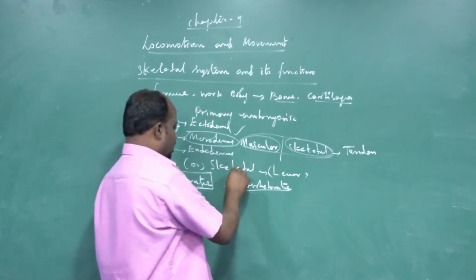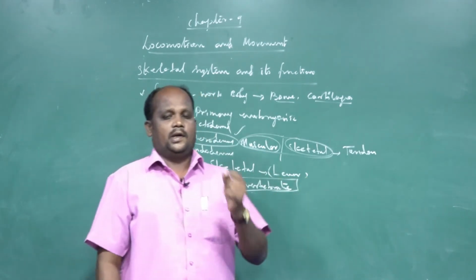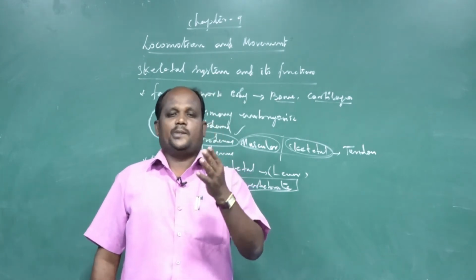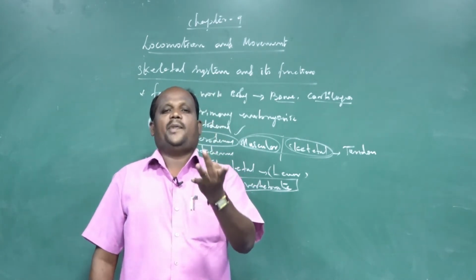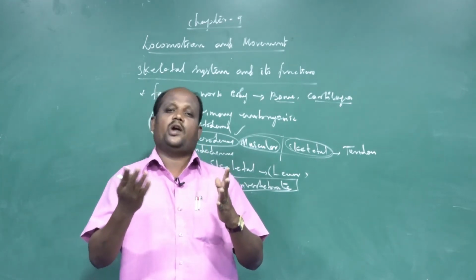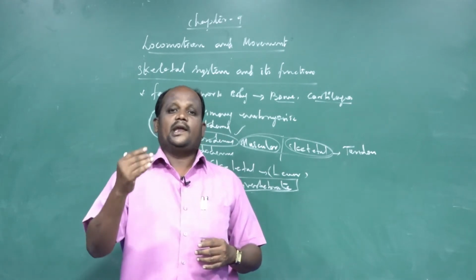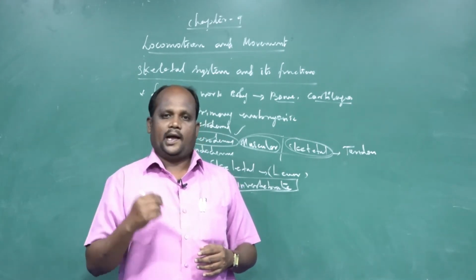Those animals are called vertebrates. Second one is invertebrate animals. Invertebrata means the backbone, spinal cord and pharyngeal gill slit, among these three, any one will be absent. That is called invertebrata. Understand?